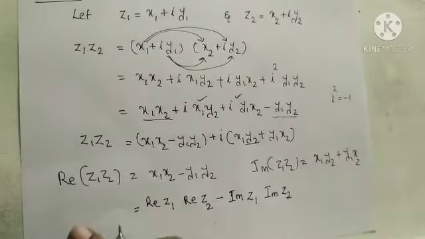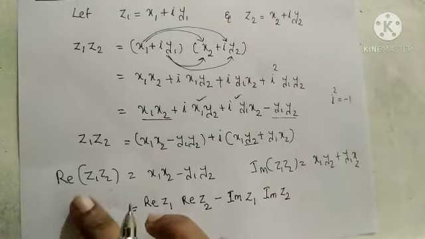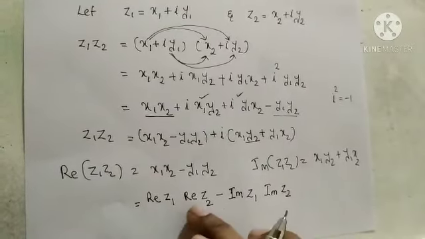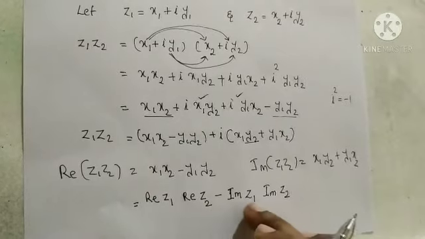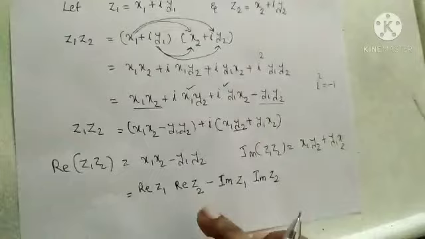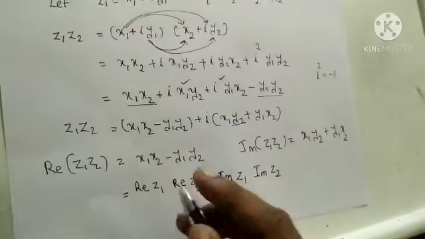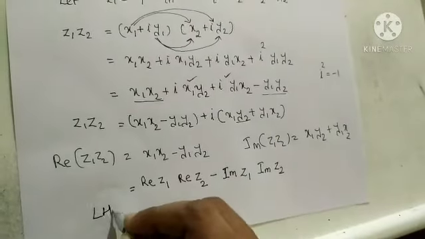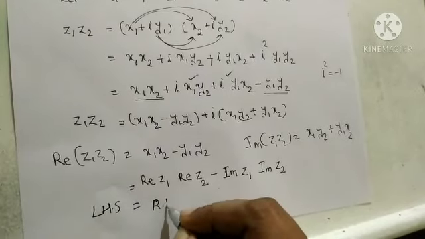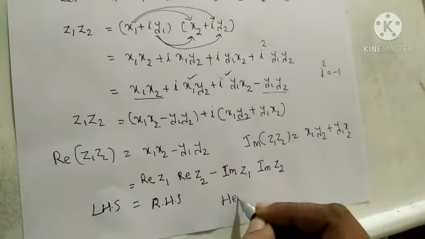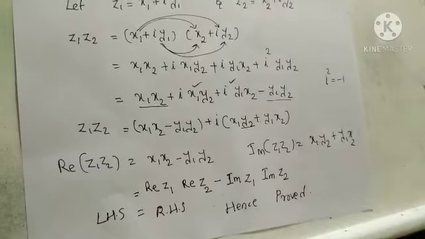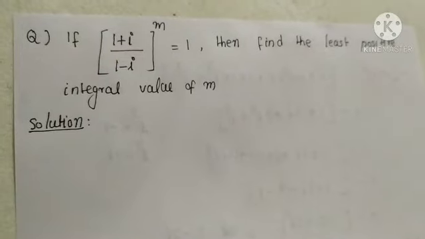Okay, so here we get real part of z1 z2 is equivalent to real part of z1 into real part of z2 minus imaginary part of z1 into imaginary part of z2. So these are our LHS, right? So sorry, RHS. So we get LHS equal to RHS, hence proved. Okay, this is our last question.